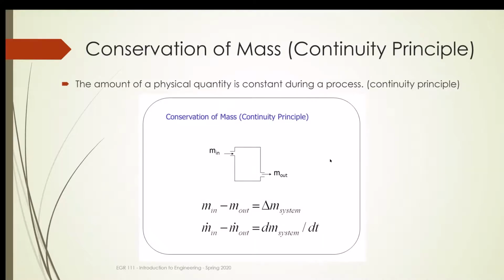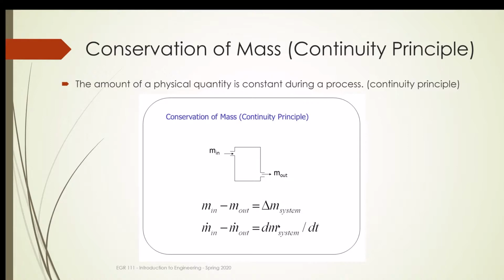Okay. Another thing related to mass that we have to be concerned with: many of these problems follow the conservation of mass. Conservation of mass basically means you have to account for all the mass, right? So in this case, you have some mass going in and some mass going out. The change in the mass inside the system would be just delta M of the system. In terms of rates, the rate at which mass comes in minus the rate at which mass leaves gives you the rate at which the mass is changing in the system.